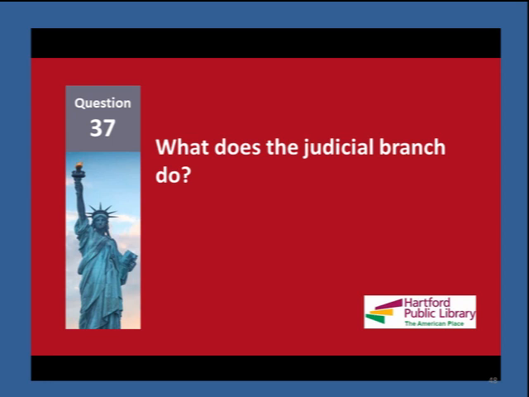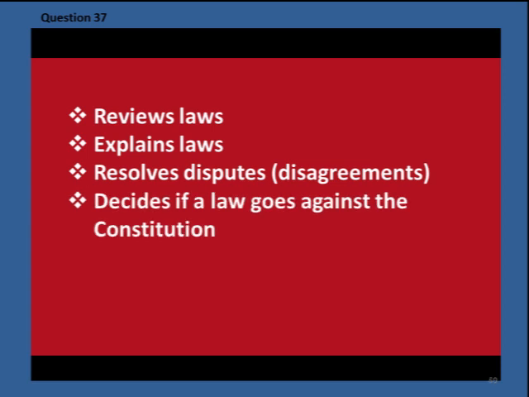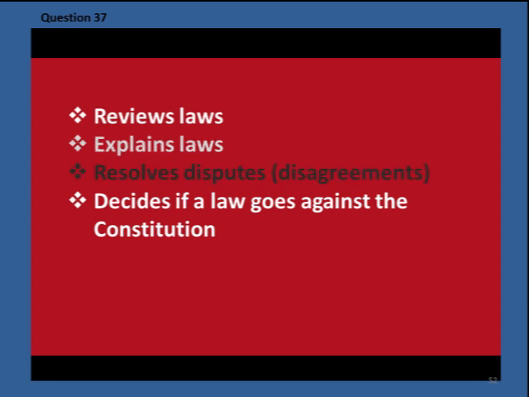Question 37. What does the judicial branch do? Decides if a law goes against the Constitution. The judicial branch decides if a law goes against the Constitution. The judicial branch also reviews laws, explains laws, and resolves disputes.